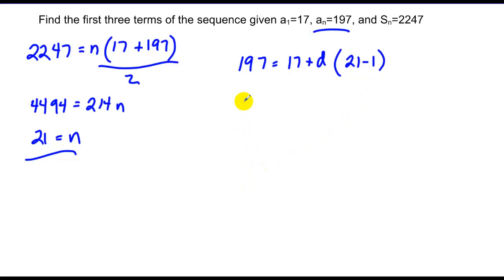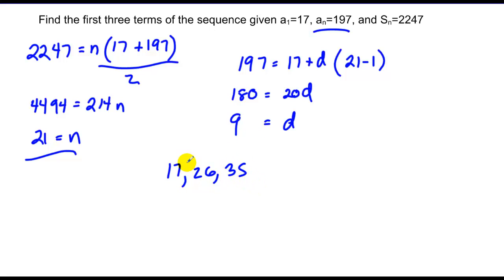So now I should be able to find that common difference. Bring this over. I have 180 is equal to 20d. So the difference in this case is equal to 9. And now I can find all my terms because I start with 17, add 9 to 17, get 26, add 9 to that, get 35, and there's my first 3 terms.